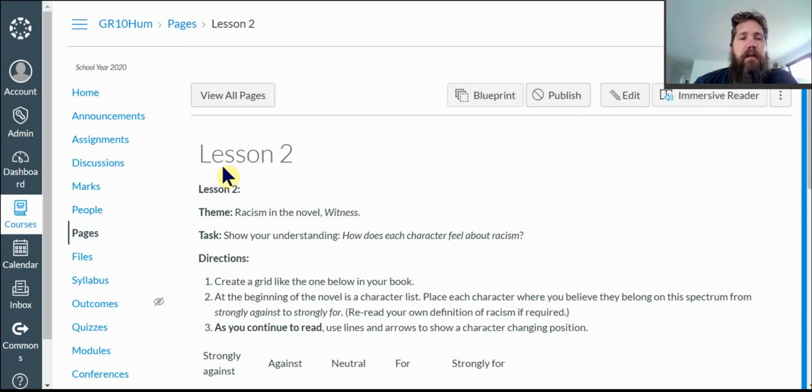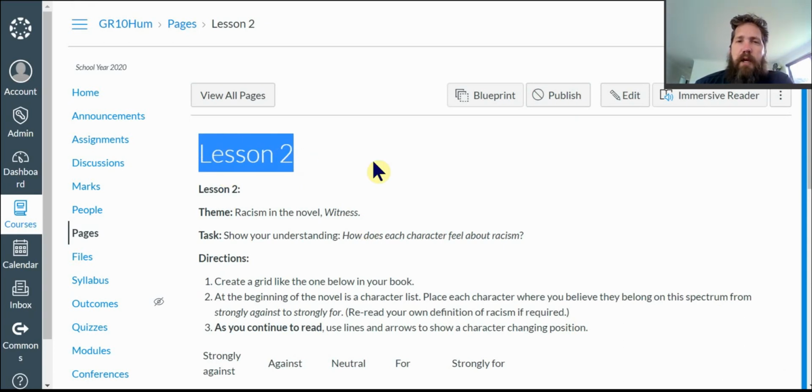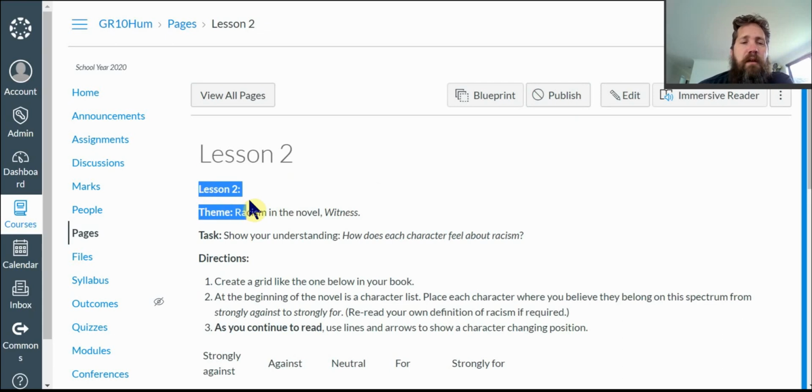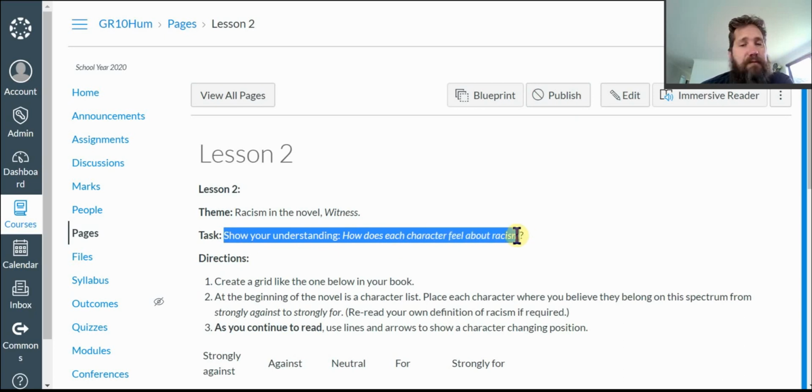Now, this one requires some explanation because you are setting up a character tracking sheet to understand how each character feels about different ideas within the novel. So lesson 2, racism in the novel Witness. Task, show your understanding. How does each character feel about racism?